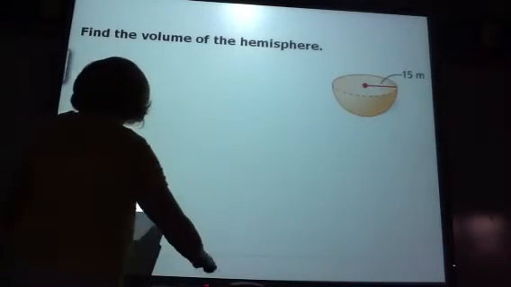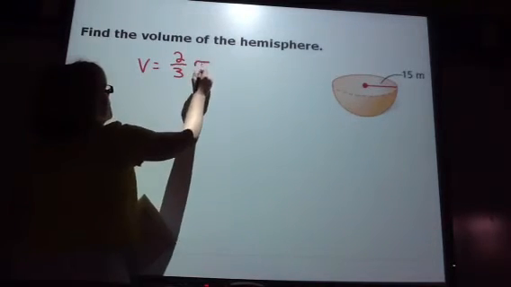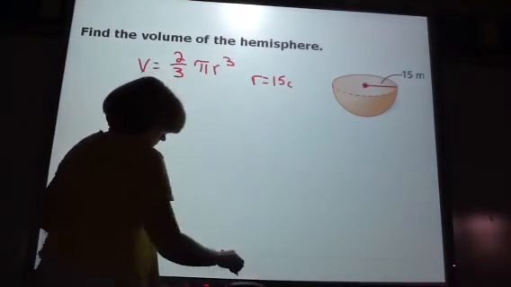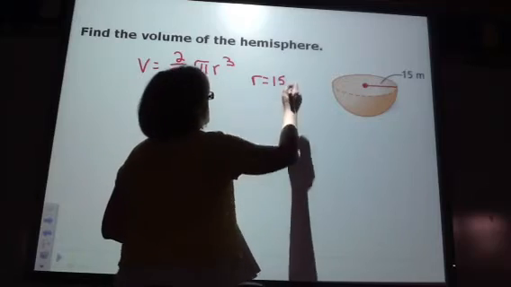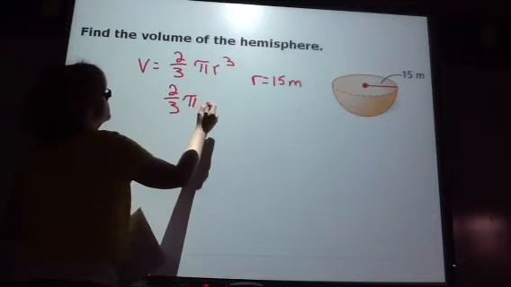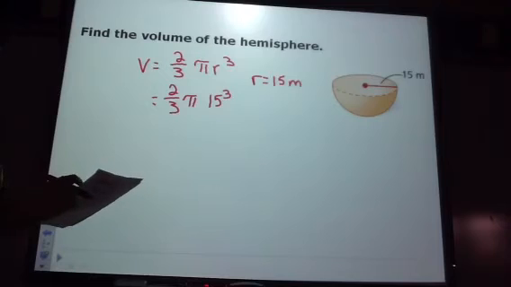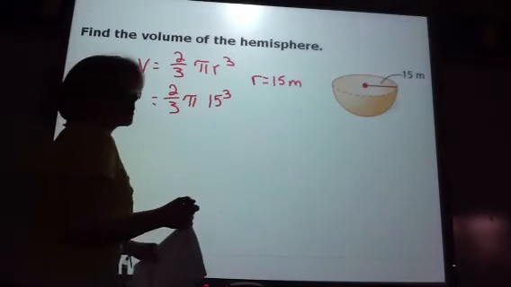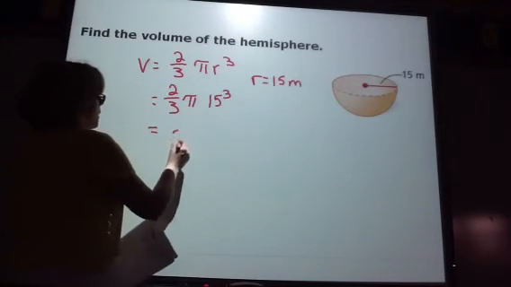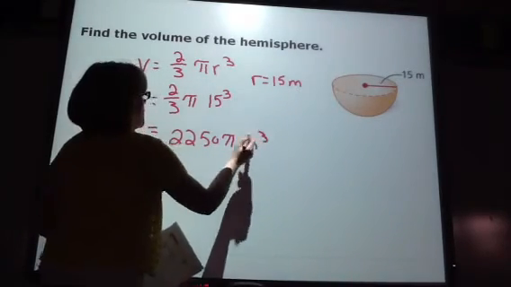Okay, now we're going to find the volume of the hemisphere. Now remember, the hemisphere formula was 2/3 pi r cubed. Your radius is given here, so all we need to do is substitute in. It doesn't tell you whether to leave it in terms of pi or not, so let's be as precise as possible and leave it in terms of pi. So 2/3 times 15 cubed is going to be 2,250 pi meters cubed.